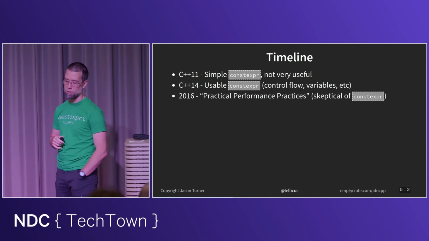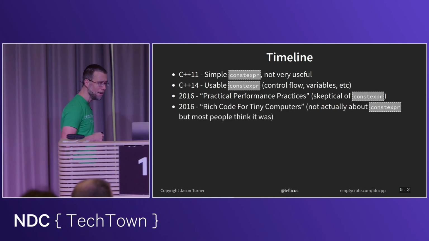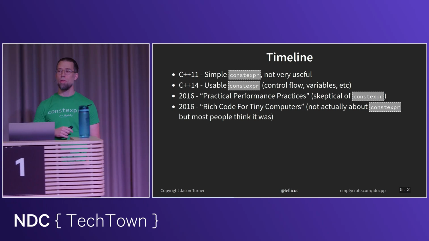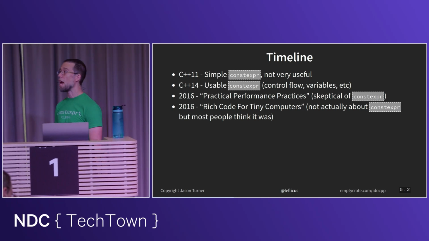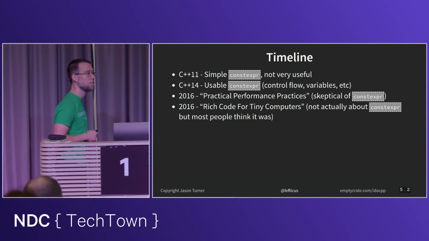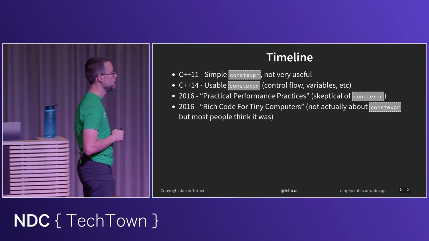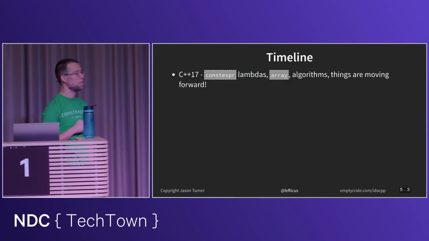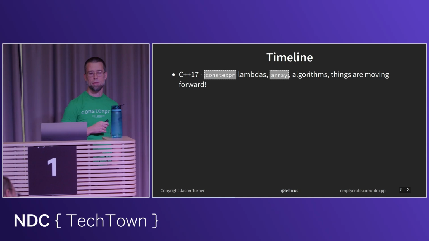I didn't trust the compiler on this stuff then. Also in 2016, I gave a talk, Rich Code for Tiny Computers, which everyone thinks was about constexpr, but I don't actually use constexpr in that talk at all. I use const, just plain old const. In 2017, constexpr lambdas, much better array support.